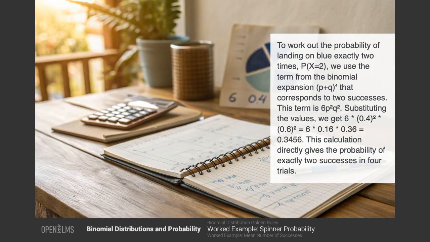To work out the probability of landing on blue exactly 2 times, P(X = 2), we use the term from the binomial expansion, (p + q)^4, that corresponds to 2 successes. This term is 6p²q². Substituting the values, we get 6 × 0.4² × 0.6², which is 6 × 0.16 × 0.36, which equals 0.3456. This calculation directly gives the probability of exactly 2 successes in 4 trials.